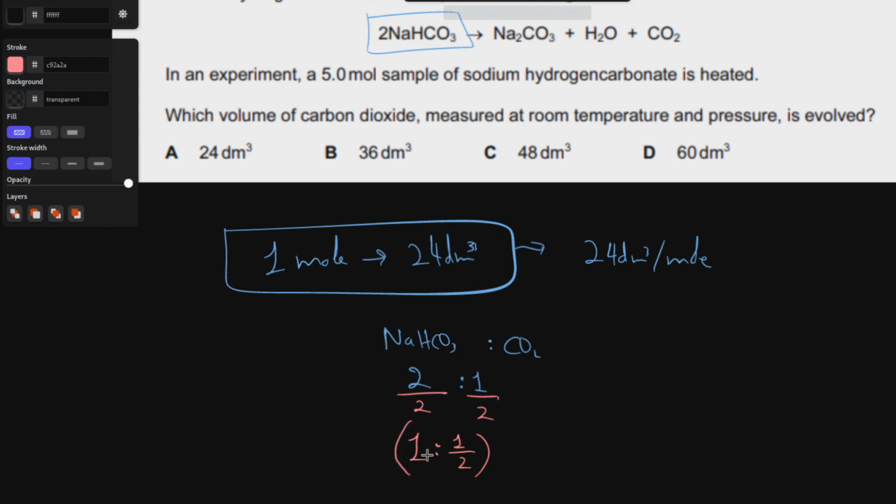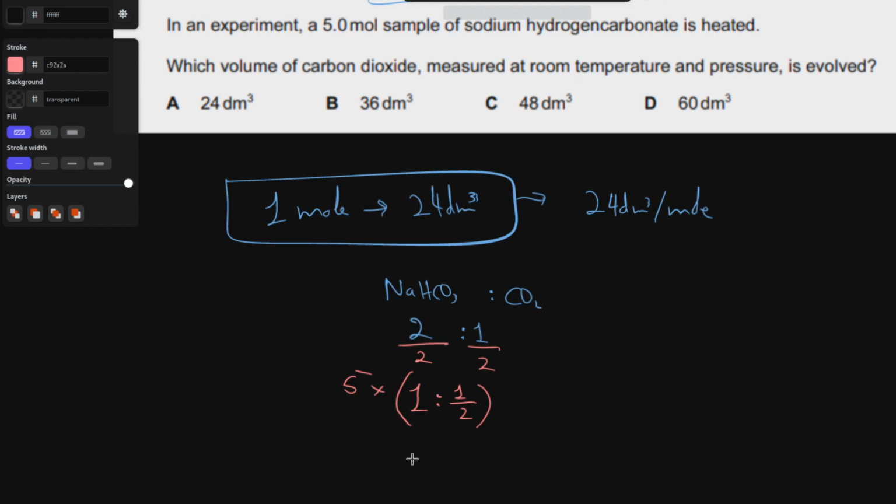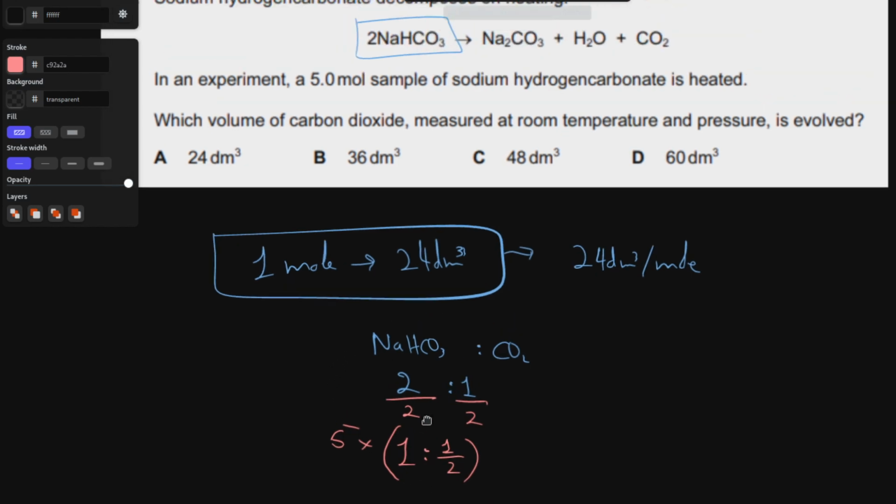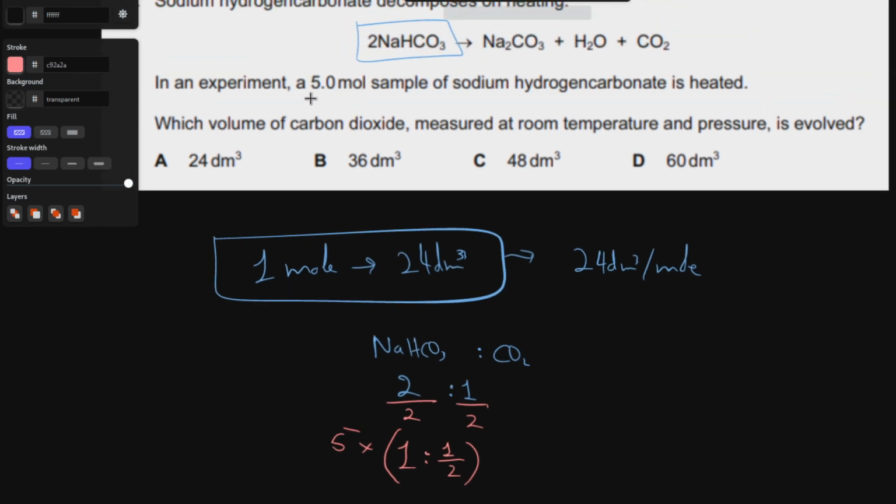and then we can multiply this entire thing by 5. This will give us 5 moles of sodium hydrogen carbonate will give us 2.5 moles of carbon dioxide. So our consistency of 2:1 is still kept, except we just transformed it into the amount of moles that I wanted, or the amount of moles that the sodium hydrogen carbonate was consuming.